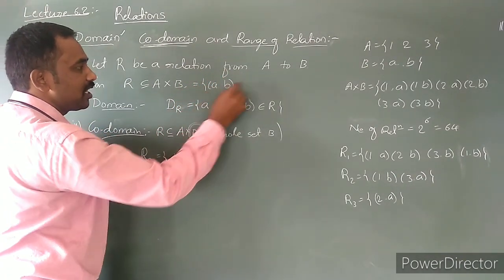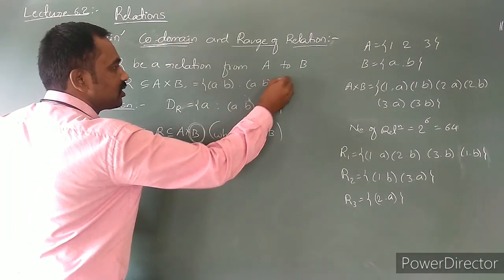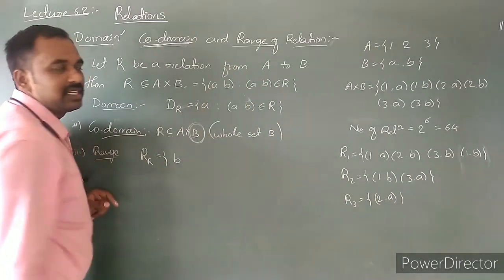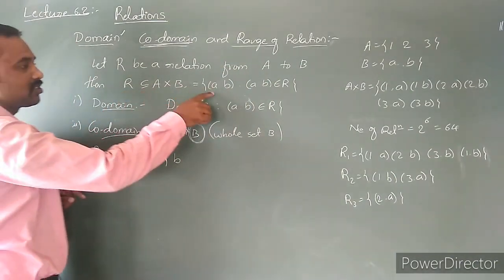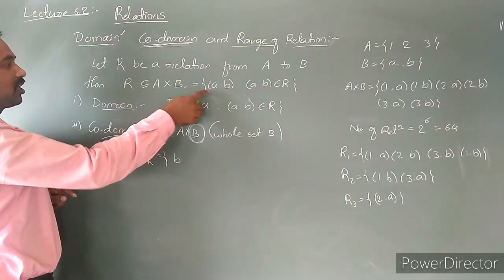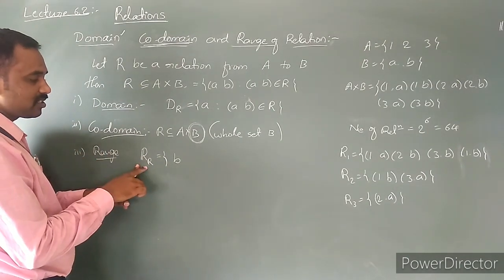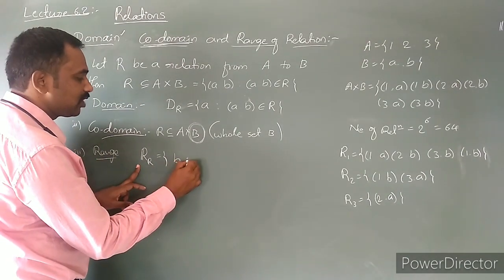such that this ordered pair, A comma B, is present in the relation R. This is the general definition of the set builder form of the relation. Now I need to come to know the range. Range is nothing but the second element of the ordered pair.